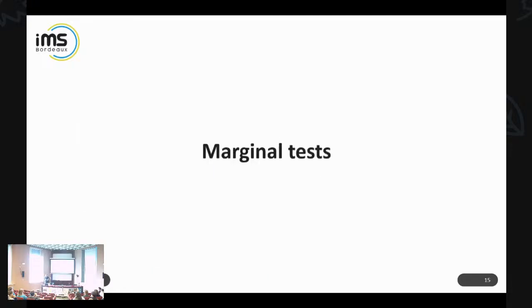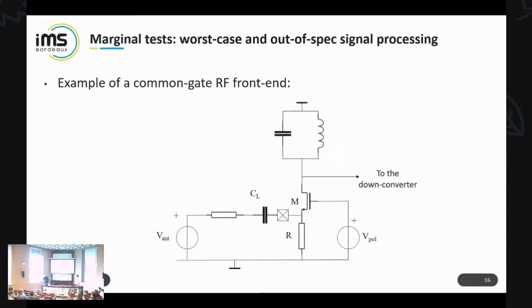So how can we be sure that our circuit is hopefully going to work and be robust? First, let's talk about marginal tests. Marginal tests mean that you make measurements and simulations of the circuits outside of the specification.